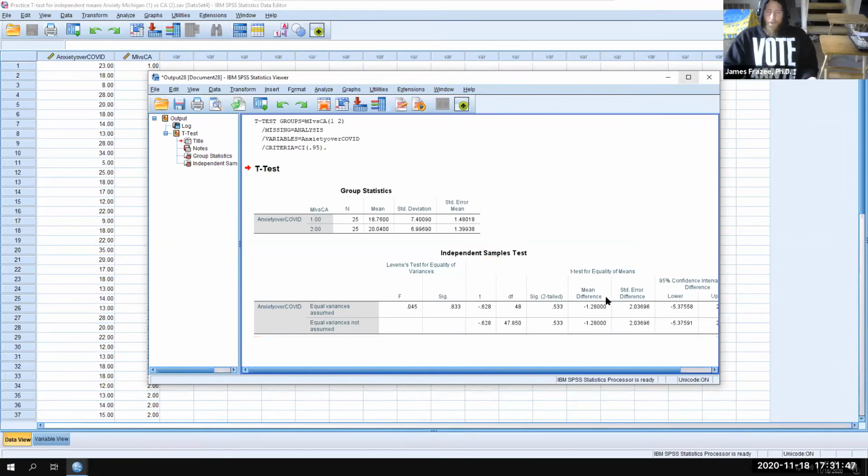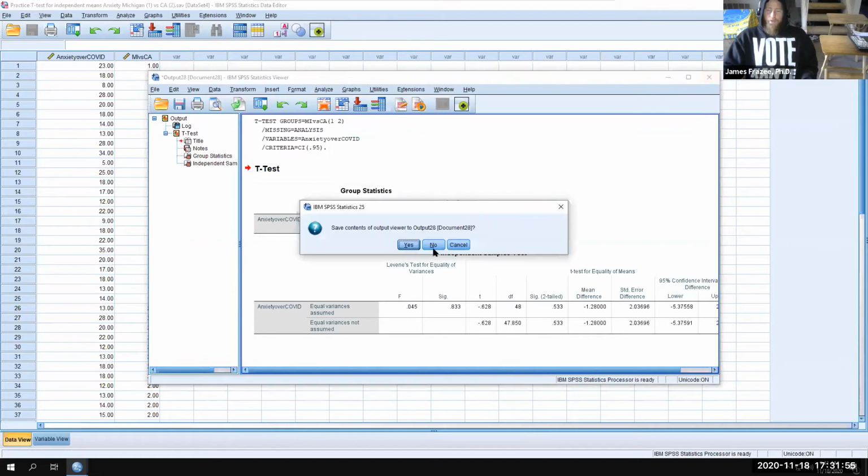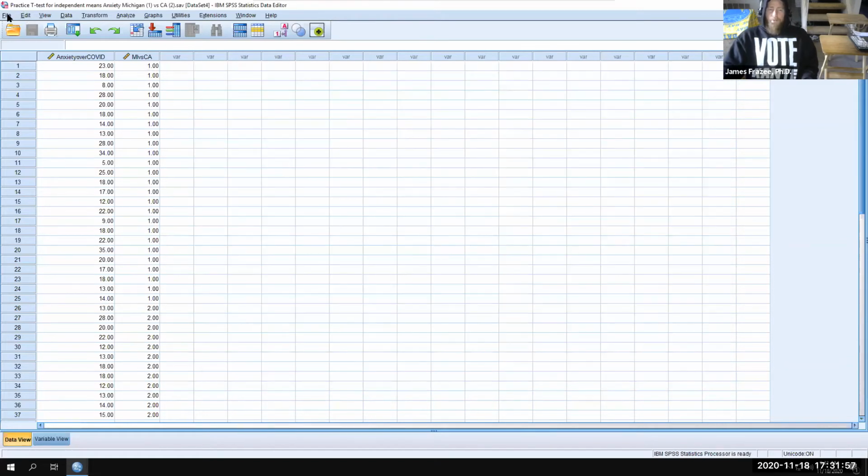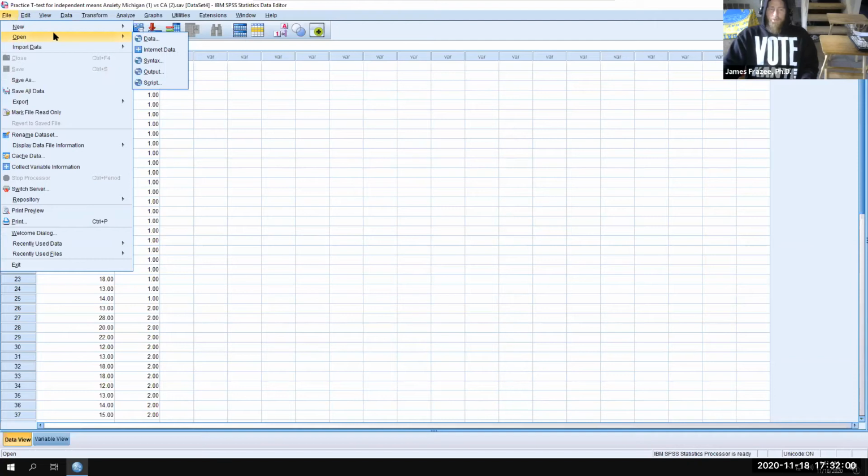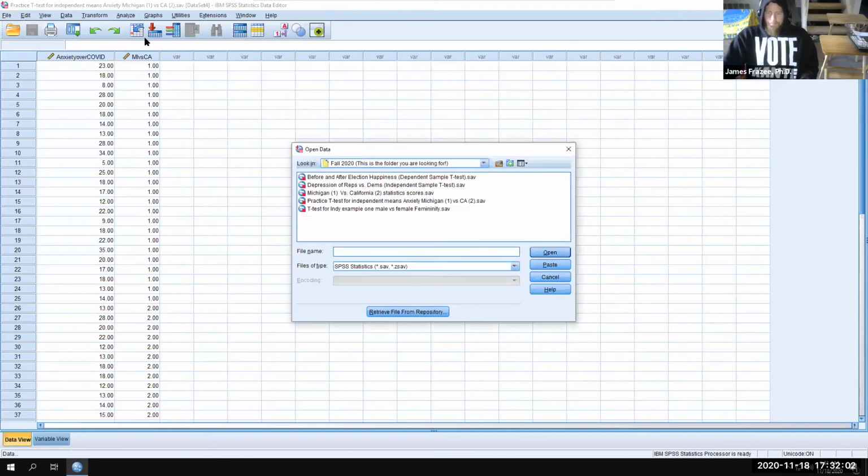So here we have an example of where there is not a statistically significant difference between Michigan and California on their COVID anxiety. I do, however, still want to compete with Michigan. So I'm going to give you another example. Here's my next example, okay? My next example is who's better at statistics. So I convinced a professor in Michigan to give the exact same test I give to you guys.